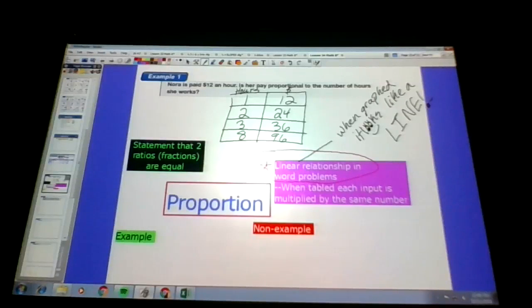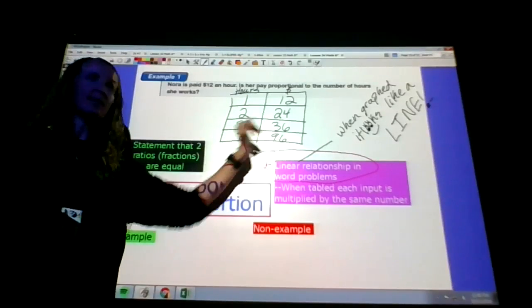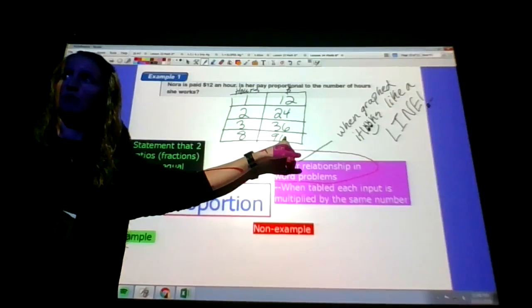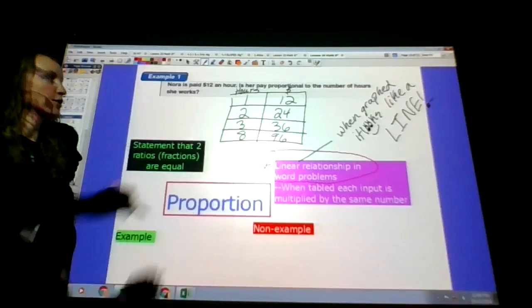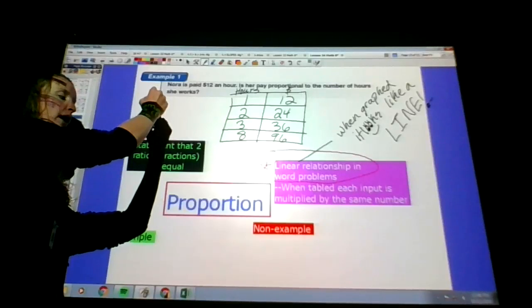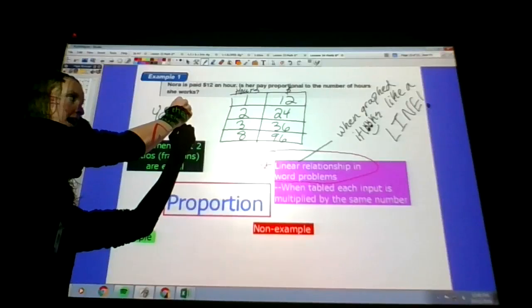Now, we just created our table. So there's two ways that you can show a linear relationship. Right now, is it being multiplied by the same thing every single time? Yeah. So is her pay proportional to the number of hours she works? You guys would say what? Yes.